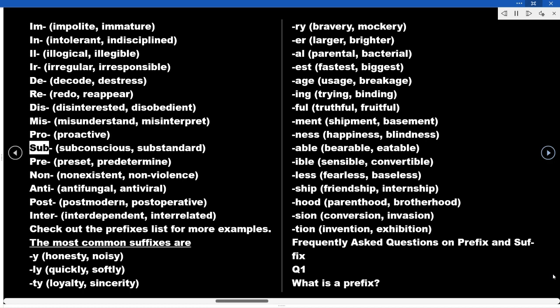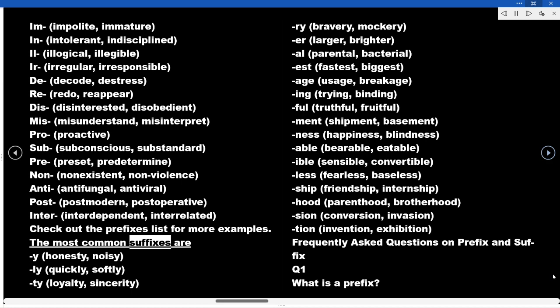Proactive. Subconscious, substandard. Preset, predetermine. Non-existent, non-violence. Antifungal, antiviral. Postmodern, post-operative. Interdependent, interrelated. Check out the prefixes list for more examples.